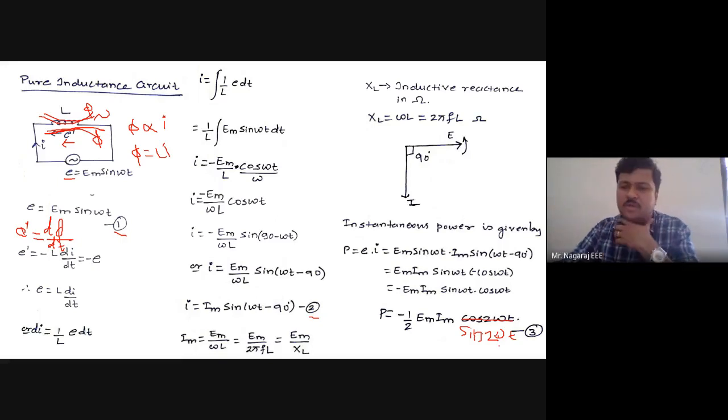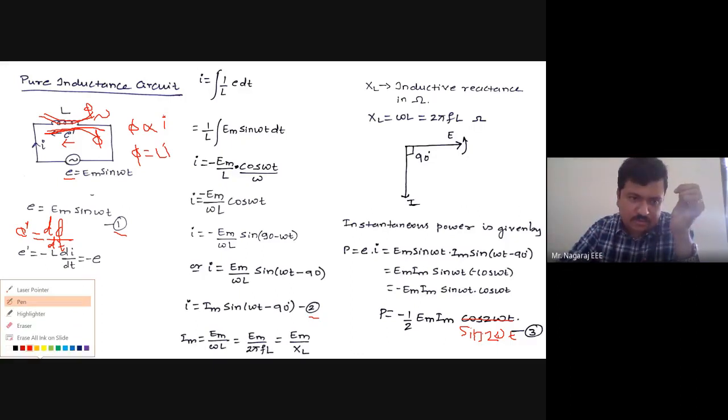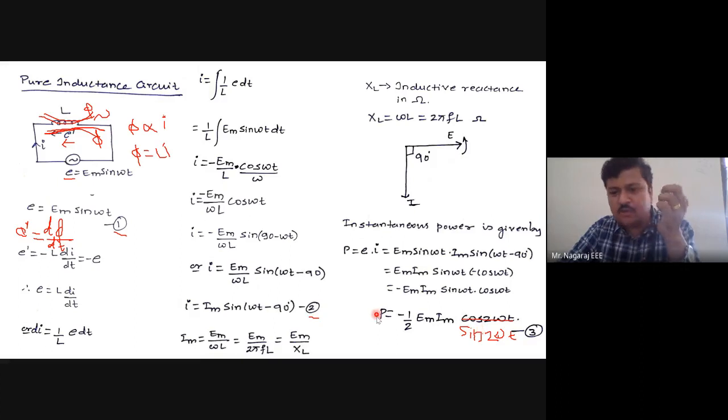Sin 2 omega t. Okay, 1 by 2 Im sin 2 omega t. But what I want to know, look here, now observe, there is only one term in the power equation, and that is also a vector. Sin means vector, obviously. When sin comes, vector. When cos comes, vector. So P equals minus half Im sin 2 omega t.